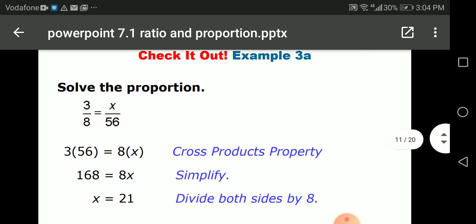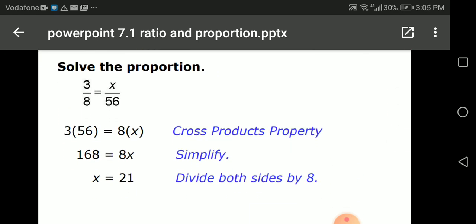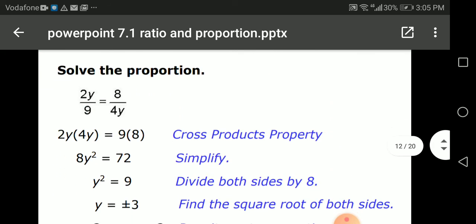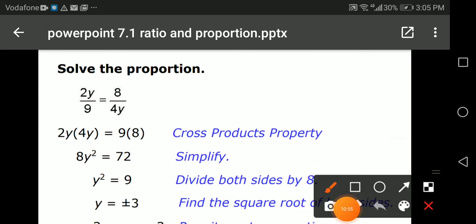Okay, what about another example? Solve the proportion here, the same idea. You can do it by yourself because it's the same idea. What about this one? I have here also cross multiplication, my dear students.